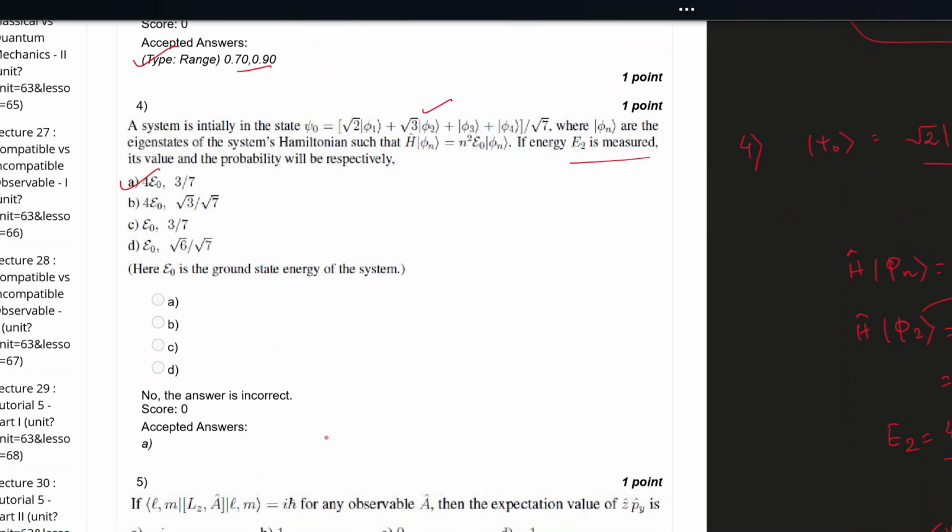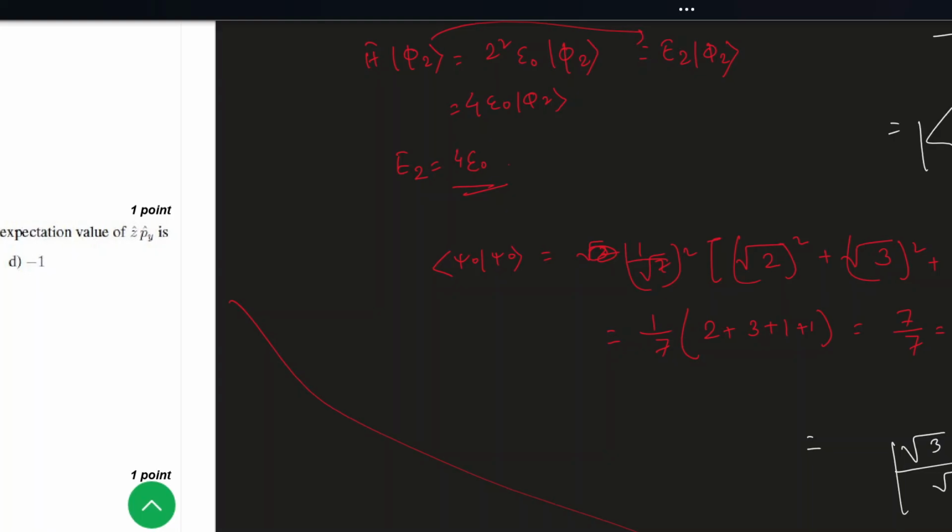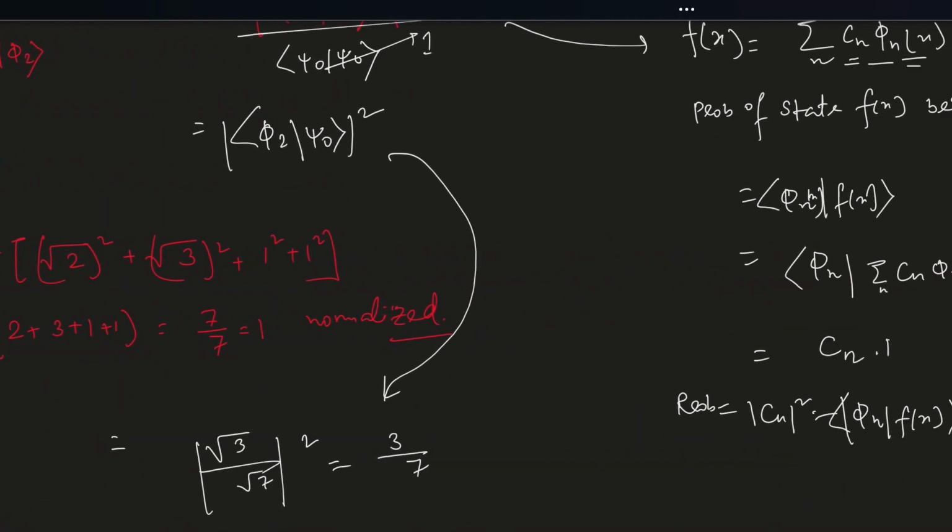Okay. Now question number 5. So this is question number 4. Let us draw a line so that we don't get confused and mix it up with other questions. So this is question number 4 up to the solution.